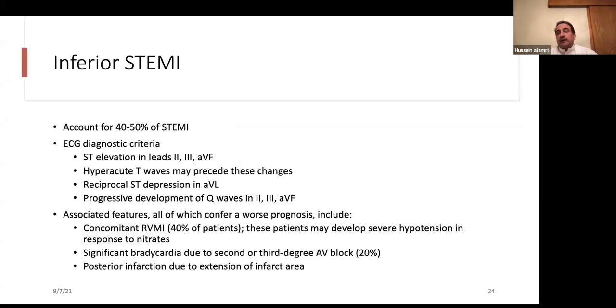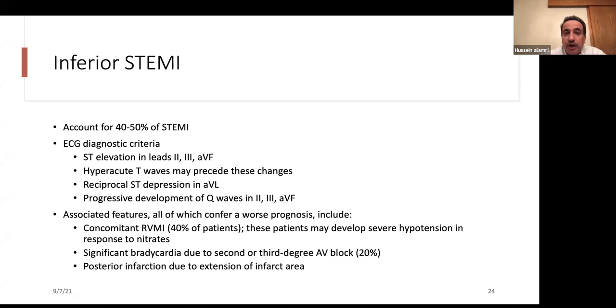Okay. Inferior STEMI is probably the most common ST elevation MI that we encounter. It occurs in 40 to 50% of patients, and usually there is ST elevation in 2, 3, AVF. Many patients have hyperacute T waves preceding these changes. There's a reciprocal ST depression in AVL, and it usually progresses to Q waves in 2, 3, AVF.